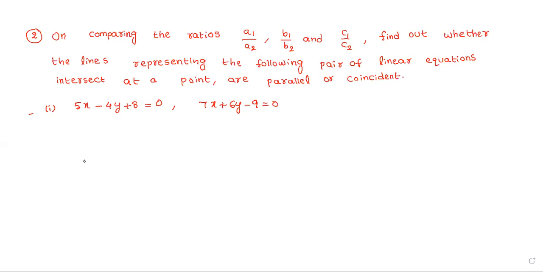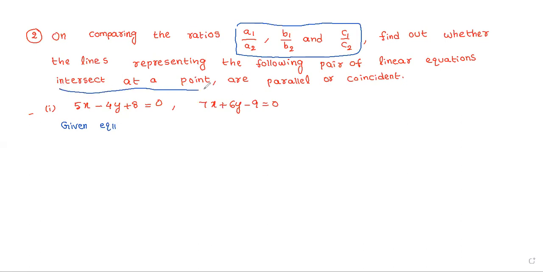A1 by A2, B1 by B2, and C1 by C2. So first comparing the ratios. So given equations, on comparing the ratios A1 by A2, B1 by B2, C1 by C2. First you have comparing. Next find out whether the lines representing the following pair of linear equations intersect at a point, intersecting point, are parallel or coincident. Okay. So what is the condition for intersecting lines?